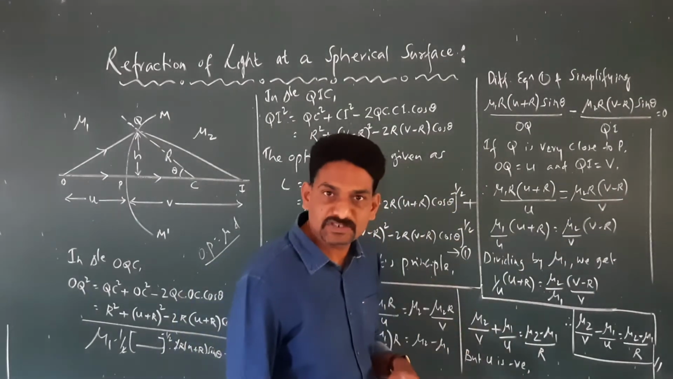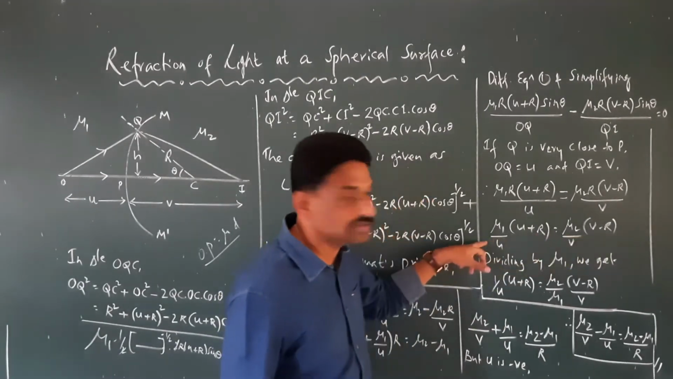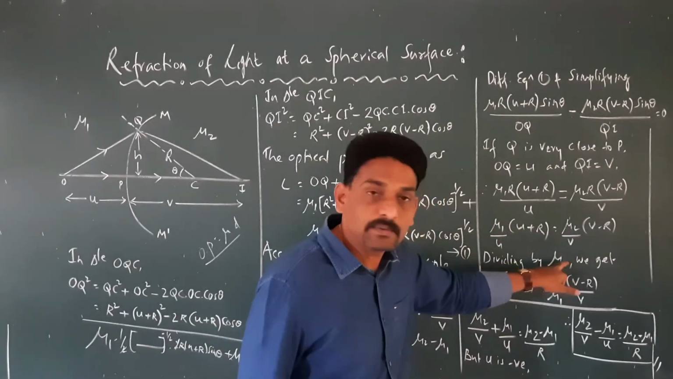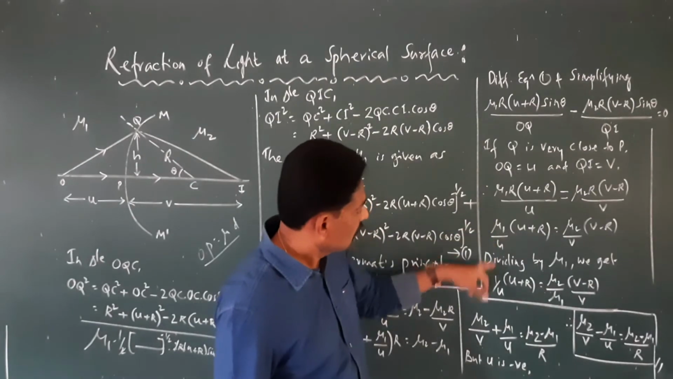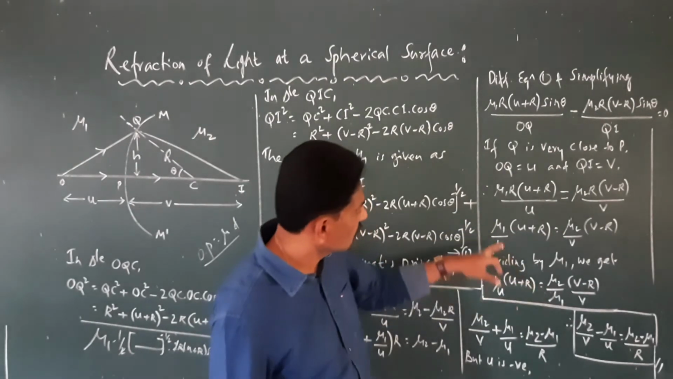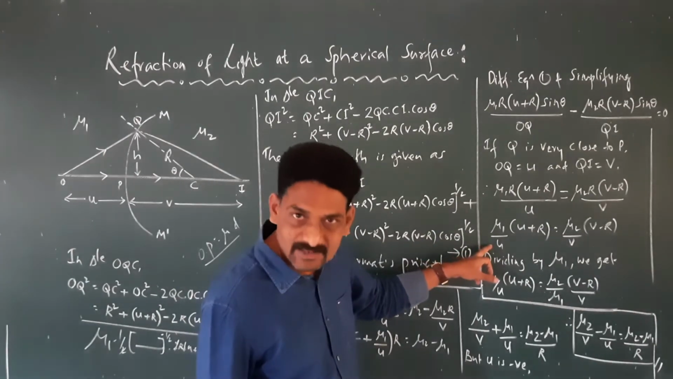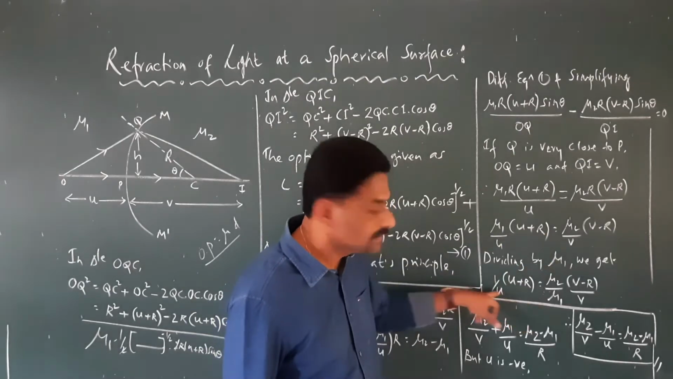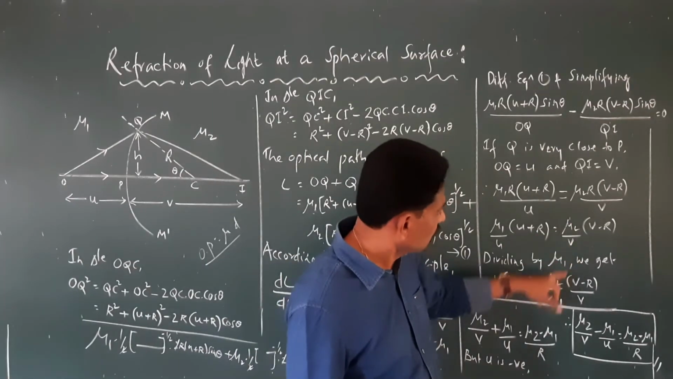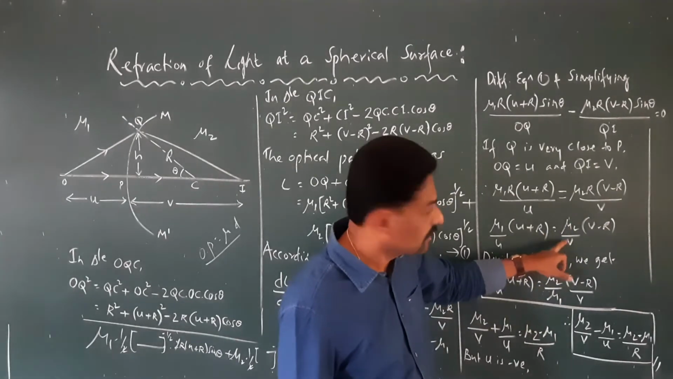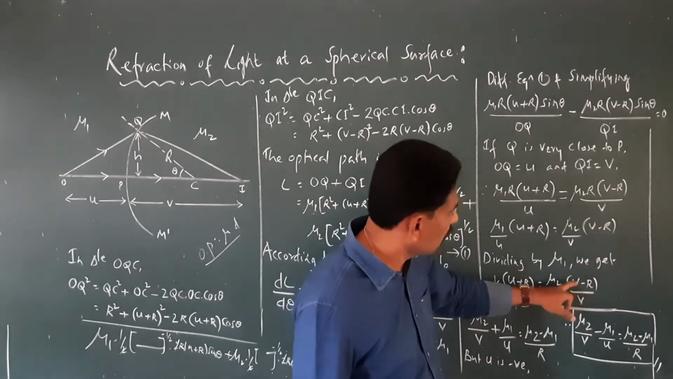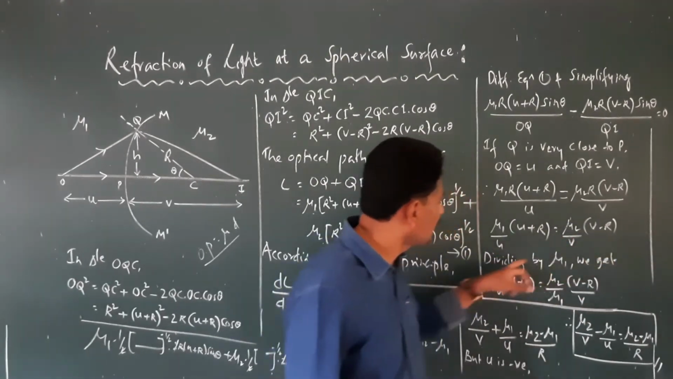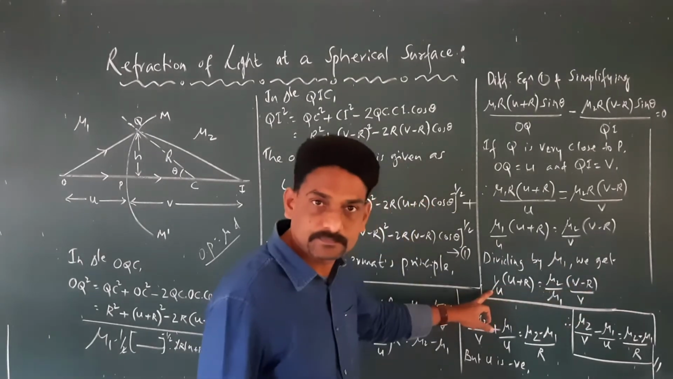Then, further simplification, we divide this entire equation by mu1. Dividing the entire equation by mu1, we get 1 by u into u plus r, the mu1 getting cancelled, equals mu2 by mu1 into v minus r divided by v. So if we divide this entire equation by mu1, this is what we get.